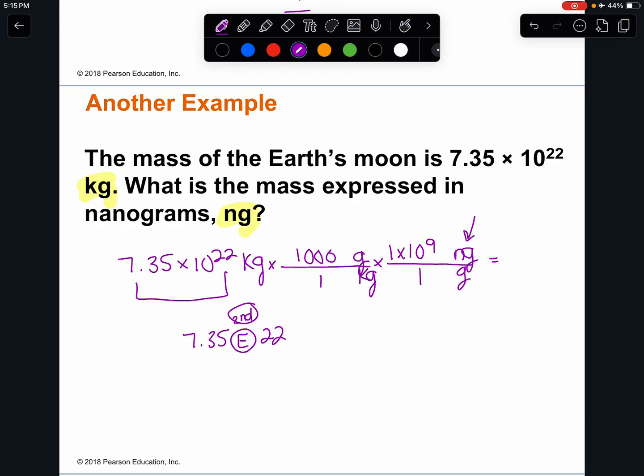So since these are all on the top, I'm going to be multiplying this number by 1,000 and by 10 to the 9th, and my answer ends up being 7.35 times 10 to the 34th. I'm going to put my units down here, nanograms. Okay, so try that on your own.